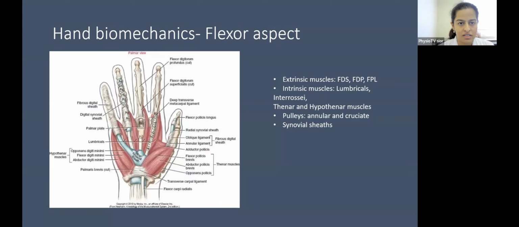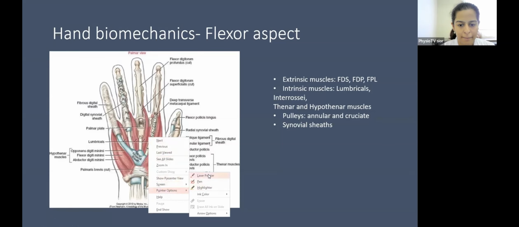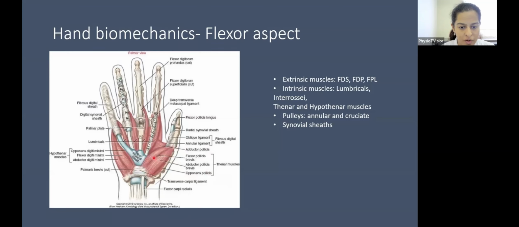So in the thenar muscles, as we can see here, we have the flexor pollicis brevis, abductor pollicis brevis, and the opponens pollicis. And for the hypothenar muscles, there is flexor digiti minimi, abductor digiti minimi, and opponens digiti minimi. All these muscles originate in the hand, that is distal to the wrist, and insert in the hand itself, hence called as the intrinsic musculature of the hand. We'll see the importance of these muscles later on. The other muscles are the lumbrical muscles and the interossei muscles, the palmar and the dorsal interossei, which are more seen in the extensor aspect.